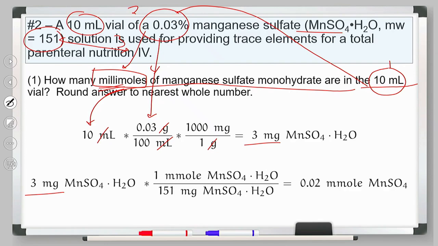Now to convert that to millimoles, I take the formula weight and divide by that, so that the weight in milligrams gets converted to millimoles, and I get 0.02 millimoles of manganese sulfate. At this point, we let go of the water. The water is in the solution. Once we put it into solution, it disappears. What we have left is the actual number of molecules of our manganese sulfate.